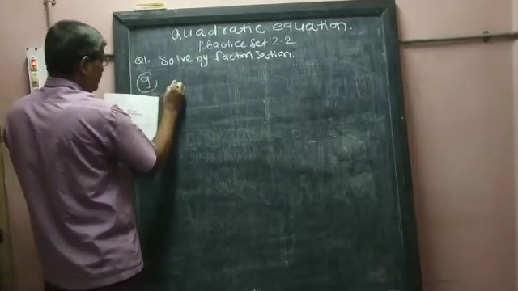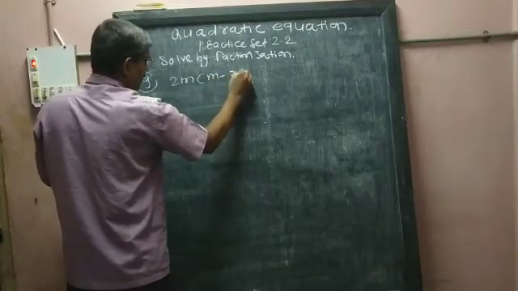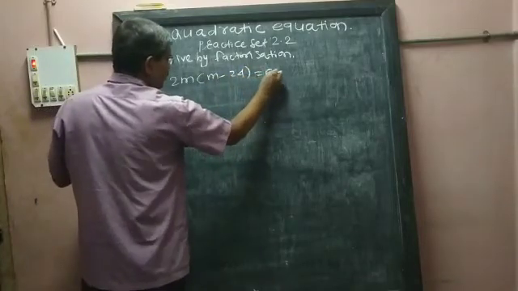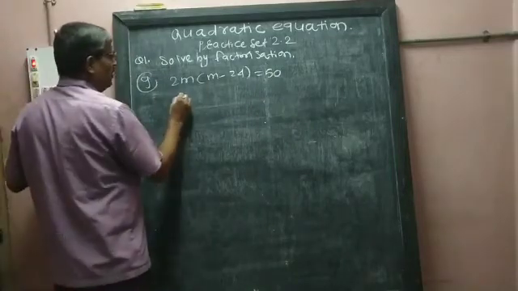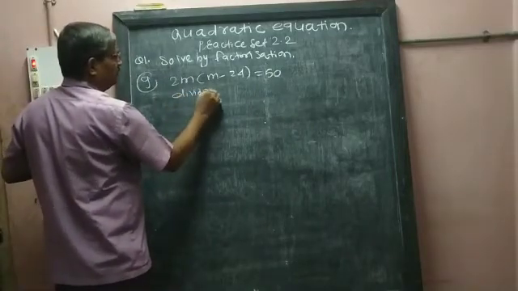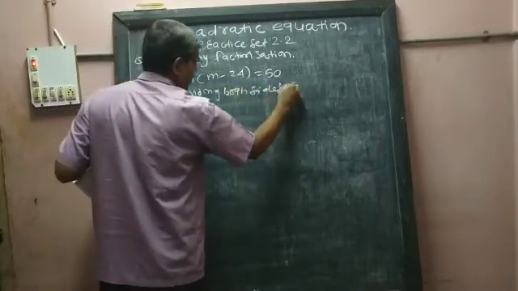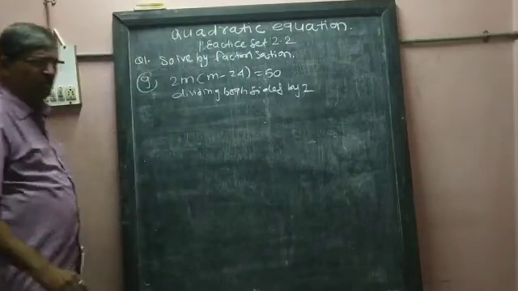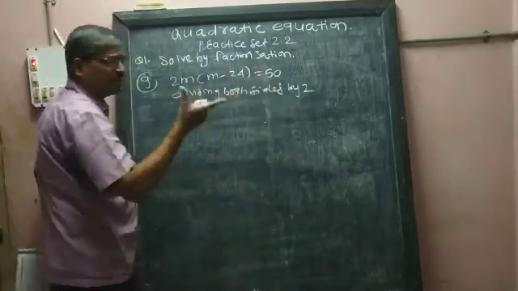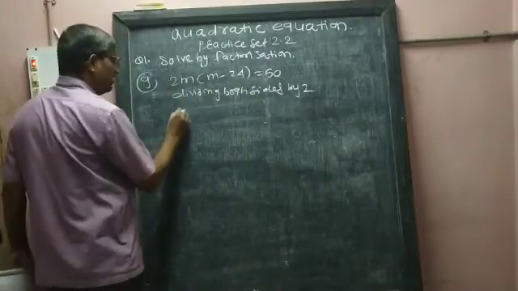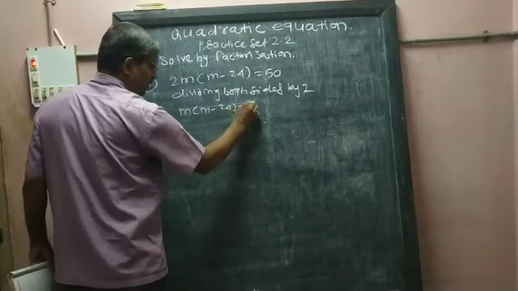Now question number 9, what is given? Please check. 2m in bracket m minus 24 is equal to 50. Now dividing both sides by 2. Why am I going to divide it? Because here it is 2m and here it is 50, which is divisible by 2. Hence we get m in bracket m minus 24 is equal to 25.